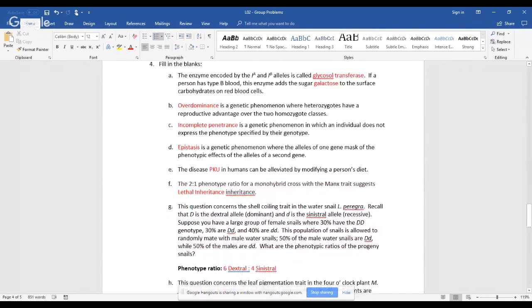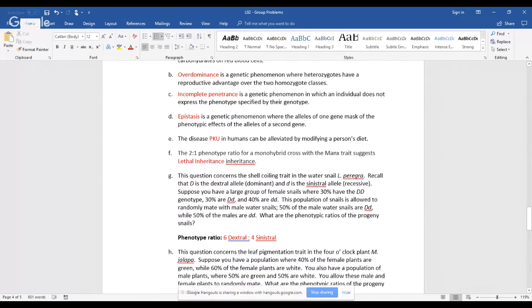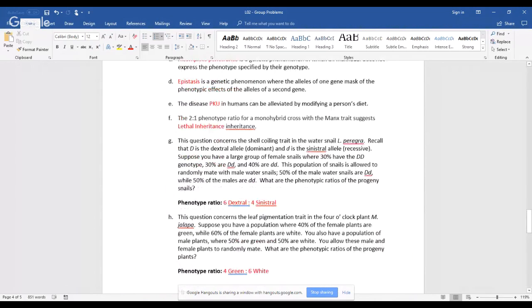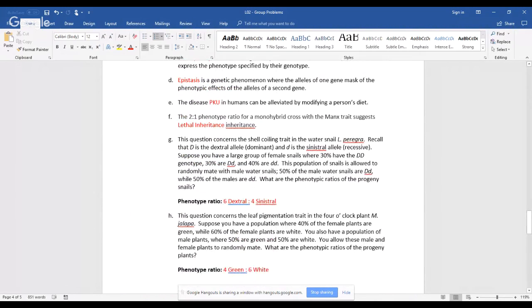For part 4, I just found the answers. So the glycosyl transferase is what does the A and B, and the type B puts on the sugar galactose. Overdominance is when heterozygotes have the advantage over either homozygote class. Incomplete penetrance is when you have the genotype but you don't show it. Epistasis is when one allele masks the phenotypic effects of another gene. The disease PKU can be alleviated by modifying a person's diet.